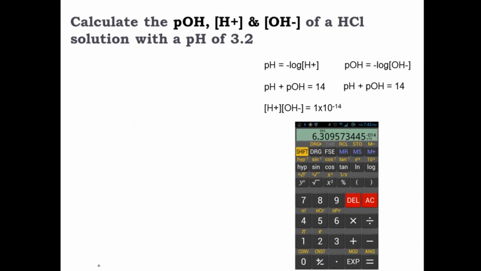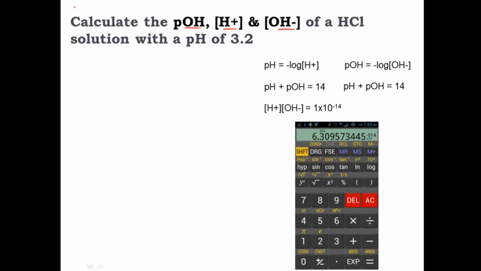Problem, we're going for three items. We're going to solve for the pOH, the H ion concentration, and the hydroxide ion concentration. But I'm giving you now an HCl solution that has a pH of 3.2. So different than last time. Last time I gave you the concentration of a base solution. This time I'm giving you a pH, and I'm asking you to give me all the rest of the stuff.